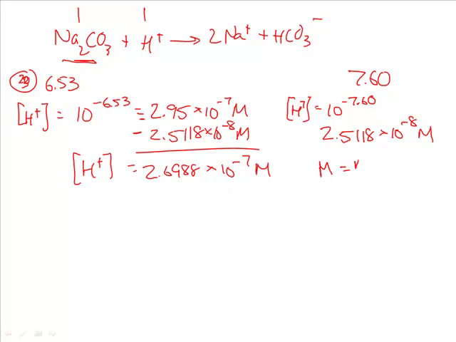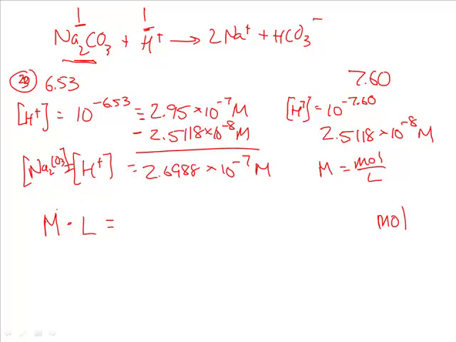Molarity is defined as moles per liter, so this is the moles per liter of the hydrogen ion. We know the ratio between the hydrogen and the sodium carbonate is 1 to 1. So the hydrogen ion concentration is also going to equal the sodium carbonate amount you have. So this 2.6988 is the molarity of the sodium carbonate. To find out how many moles of sodium carbonate he adds, you take the molarity of the sodium carbonate times the volume in liters. The volume in liters was from a problem, I think, 22.